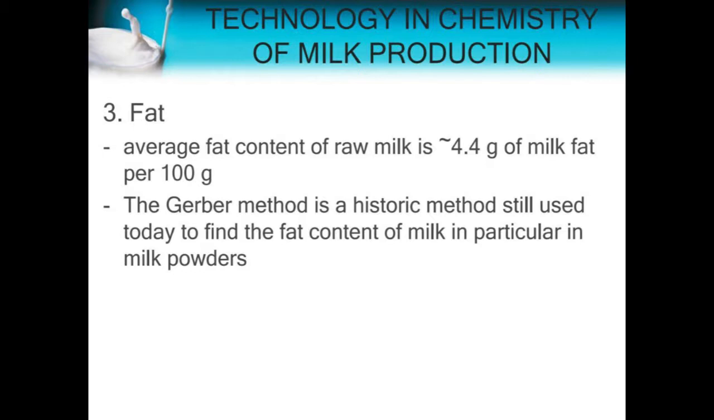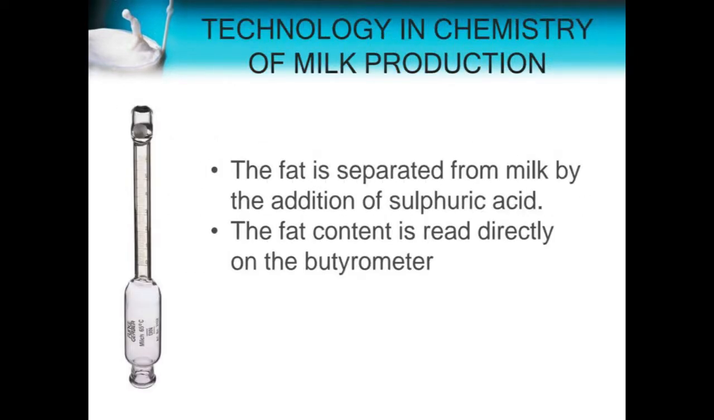grams. And the Gerber method is a historic method used to find the fat content of milk, in particular milk powders. As shown on the slide is the butyrometer. Actually, in the Gerber method the fat is separated from the milk by the addition of sulfuric acid, and then the fat content is read directly on the butyrometer.